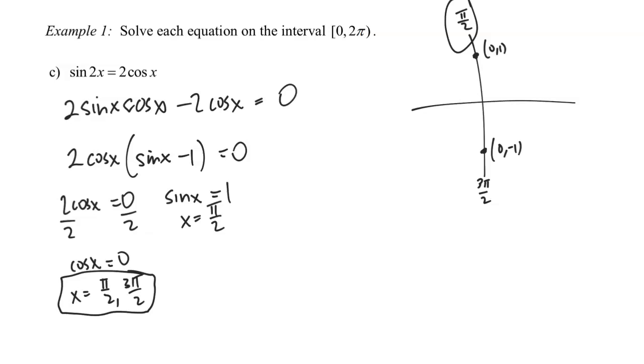And so pi over 2 and 3 pi over 2. Again, make sure if you have a double angle in the equation that you use one of the double angle identities to get it out of the equation and back in terms of a single angle.